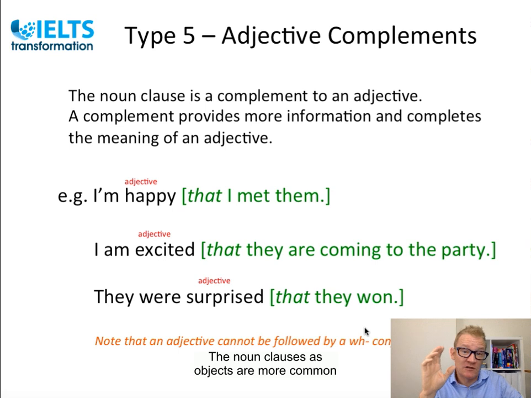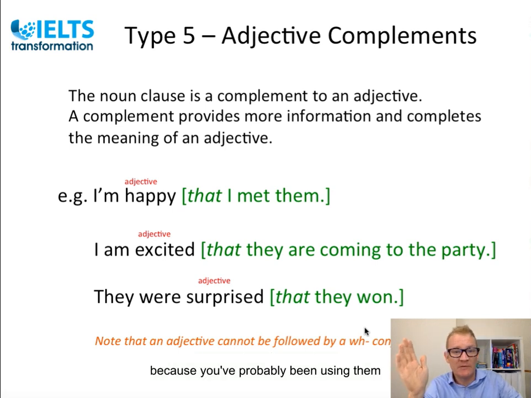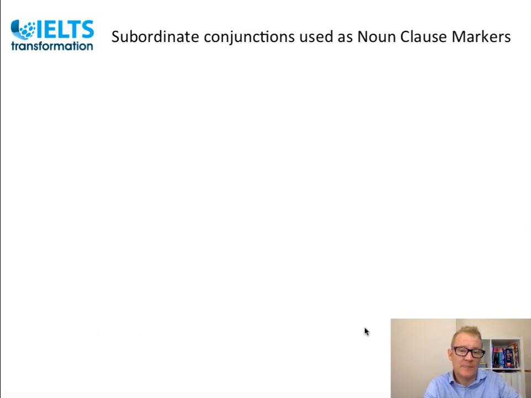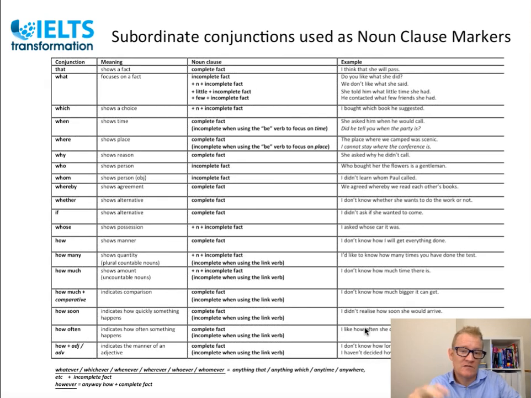The noun clauses as objects are more common and easier to use because you've probably been using them for a long time already. I think that subjects are going to be the most useful to you, but anyway.